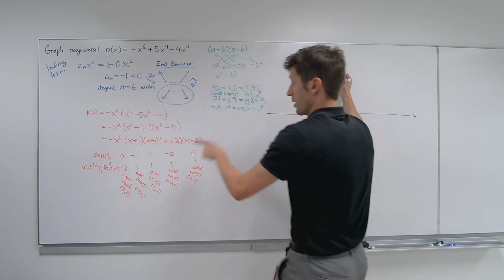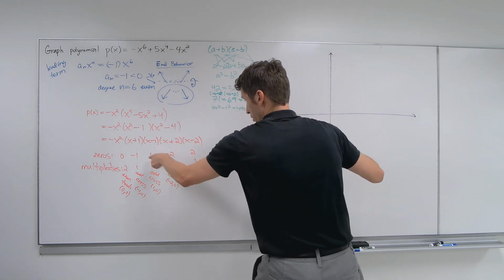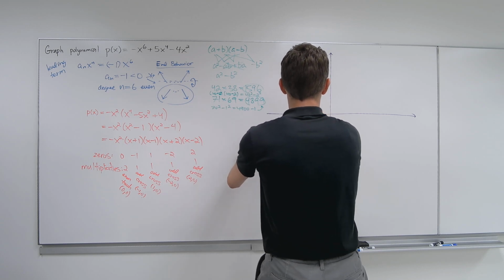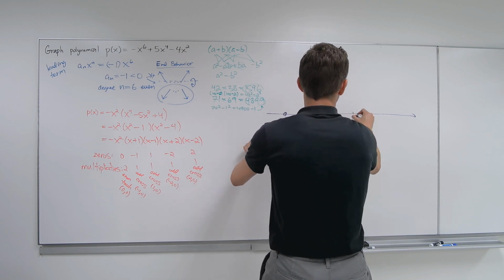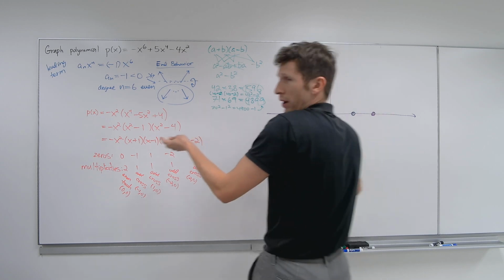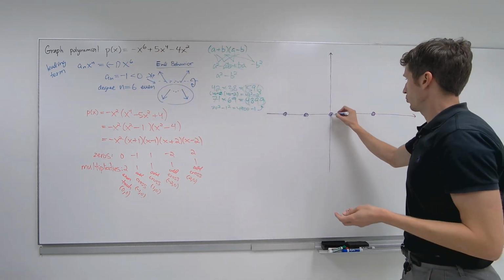So let's try this. Let's do the x-intercepts. That's what I would start with. Negative 2, negative 1, 0, 1, 2. Let's go left 2. Let's go left 1, negative 1, 0, 1, and label it this way, and 2. If you were looking for the y-intercept, well, you put a 0 in for x, and it's 0. It's the origin, right? There's only one y-intercept.